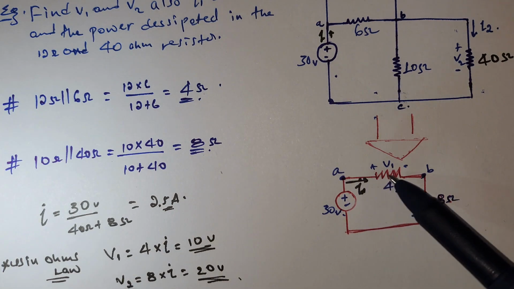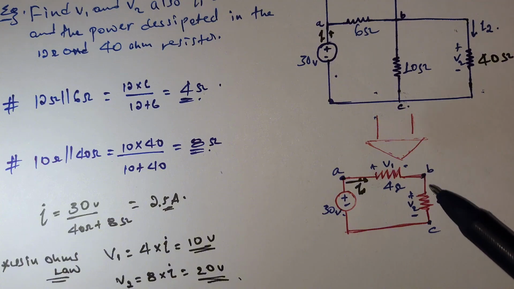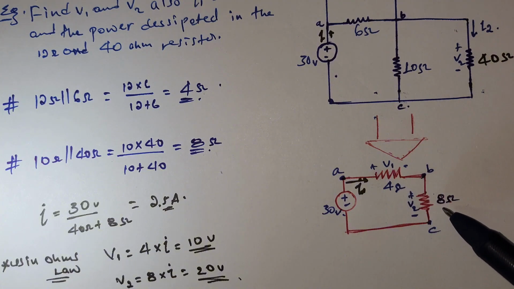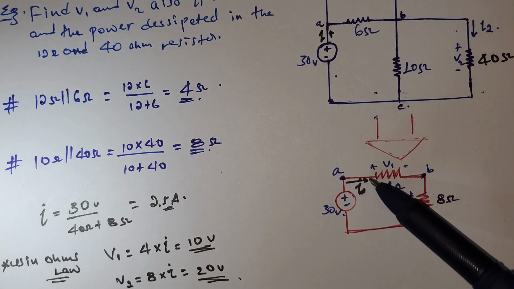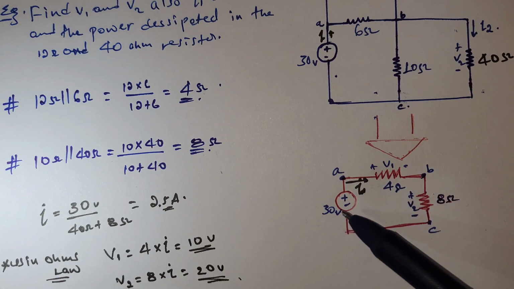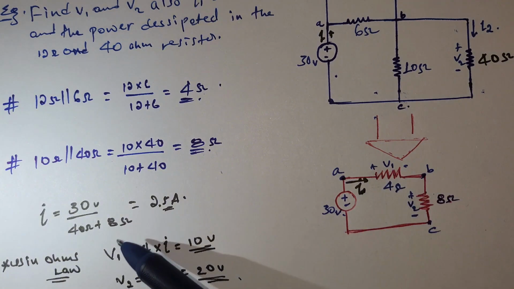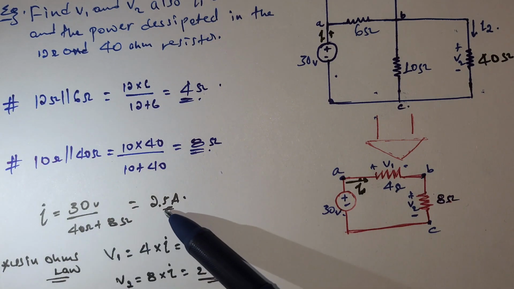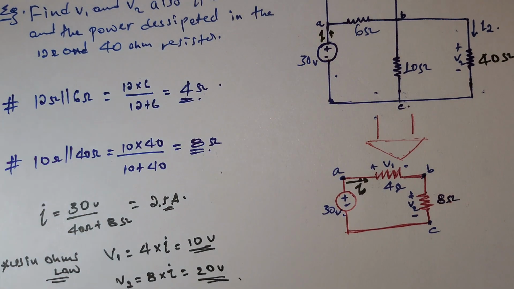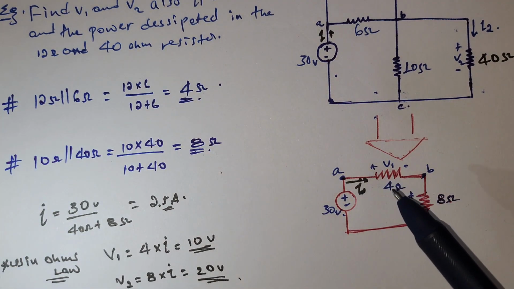For I for this voltage, first we combine these two in series. As you see, 4 and 8 ohm are in series. We combine them in order to find I total. The I total is simply the supplied voltage divided by the equivalent resistor. The equivalent resistor is 4 plus 8, which is 12. 30 divided by 12 is 2.5 ampere. This is the I total. So now we have the I total.